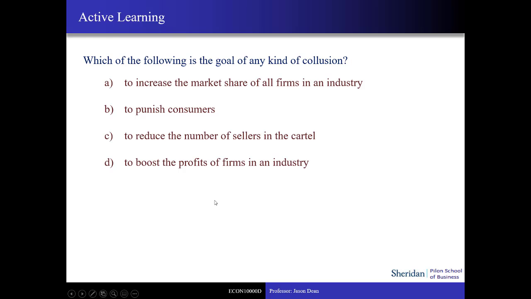Okay, so the next question says, which of the following is the goal of any kind of collusion? Don't overthink this one. So hit pause. Okay, so I'm back. So obviously the reason that they would want to collude is to increase their profits.